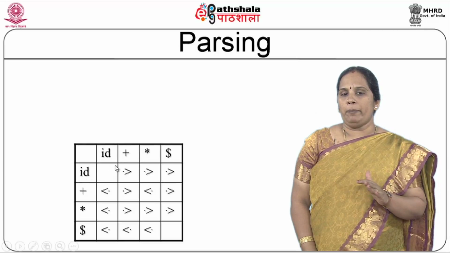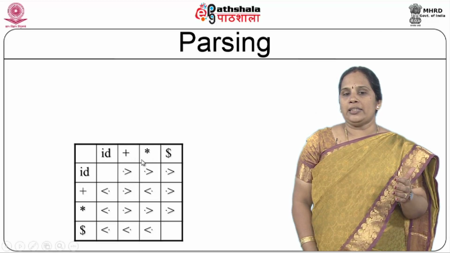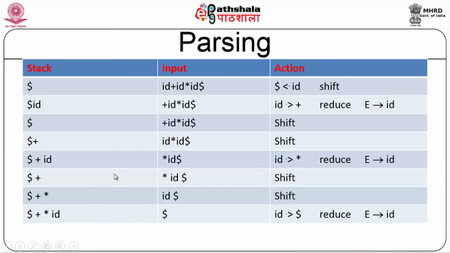And similarly ID and plus: ID has got greater precedence over plus, and ID and star: ID has got greater precedence over star. This is the interpretation. Now, with this interpretation, let us look at this parsing action. Consider the input string as ID plus ID star ID followed by dollar. Now, we are going to compare the precedence of dollar and ID. What did we say? If the stack symbol has lesser precedence than the input symbol, or lesser than or equal, then you shift, else you call the reduce function.